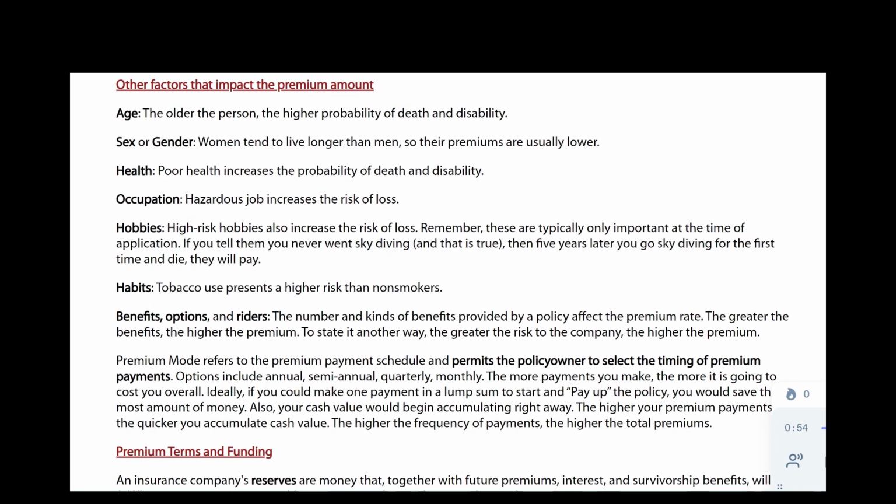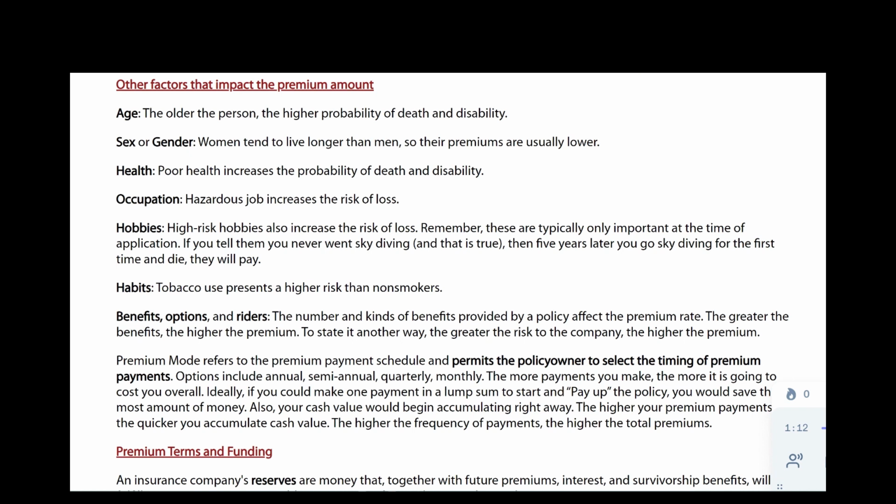Age. The older the person, the higher the probability of death and disability. Sex or gender. Women tend to live longer than men, so their premiums are usually lower. Poor health increases the probability of death and disability. Occupation. A hazardous job increases the risk of loss. Hobbies. High-risk hobbies also increase the risk of loss.